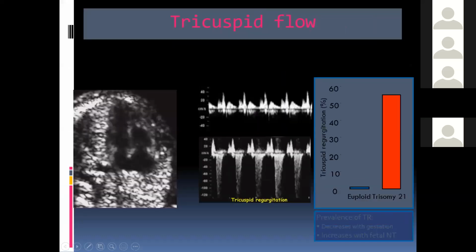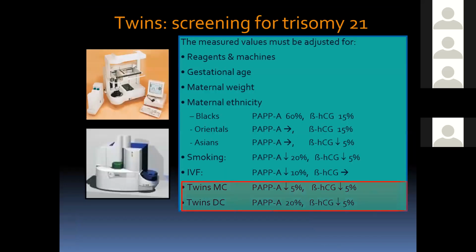Again, we also check for the final marker, which is the flow across the valves of the fetus's heart. So we go through screening for tricuspid valve regurgitation, and incompetent tricuspid valves do increase the risk for chromosome abnormalities. They do increase the risk for major cardiac defects by about 50%, and they work well whether you use them in singletons or in multiple pregnancies, particularly in twins.